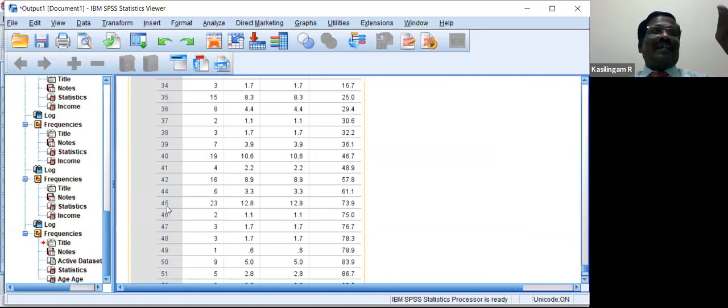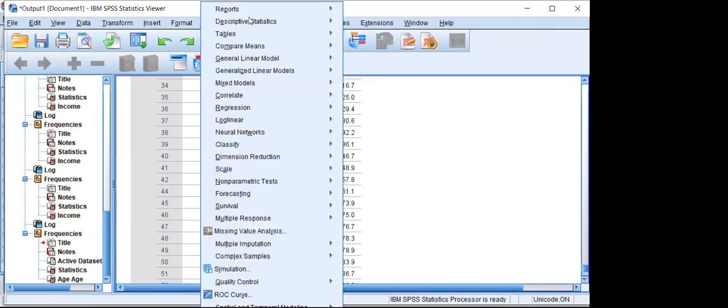So for one data, we are describing this is the median for this data, this is the mode. Now I'm going to tell one more. Understood, madam? Yes, sir. Okay.